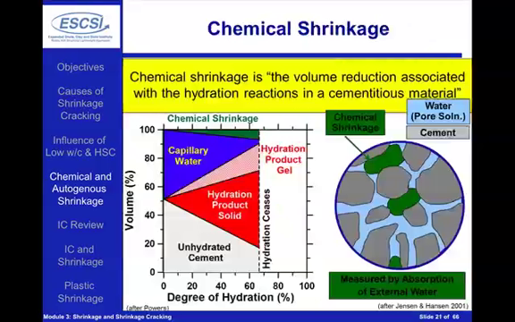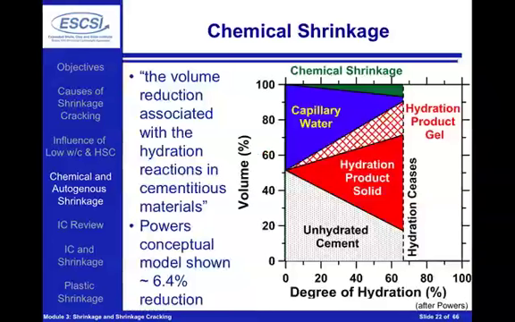So we can define chemical shrinkage simply as the volume reduction associated with the hydration of cementitious materials. We can look at Power's model and see that unhydrated cement and capillary water decrease as we hydrate more of the cement. We get more solid products forming, more gel products forming, but we also get this volume reduction forming in the system. This volume reduction becomes very important because it can be a measure of the overall hydration of the system, but it also is a volume that we need to start accounting for as we move forward.